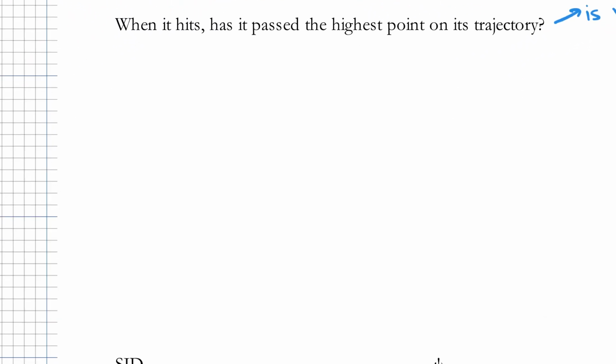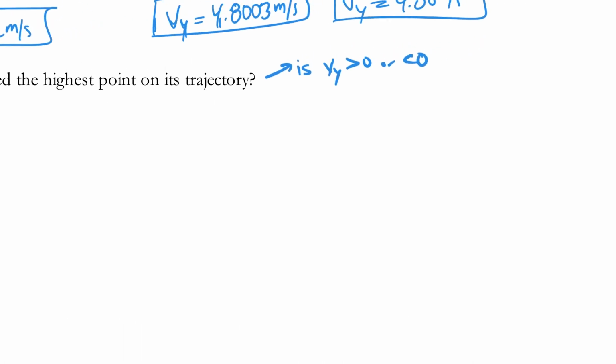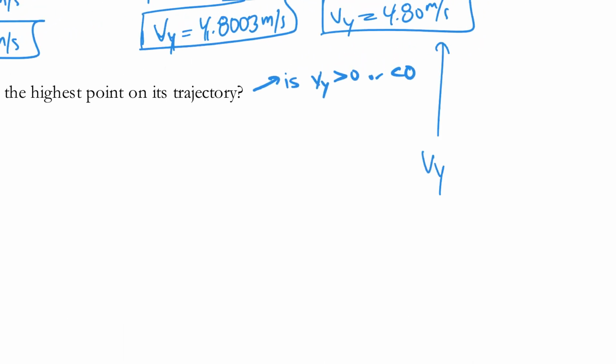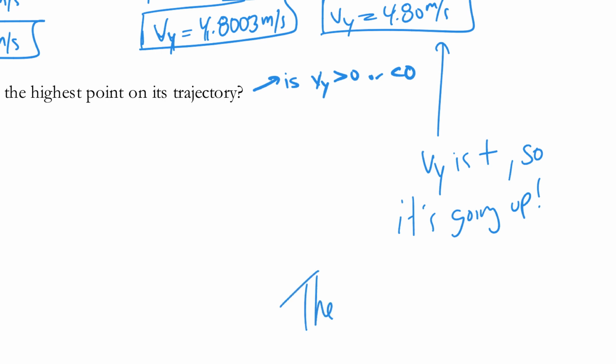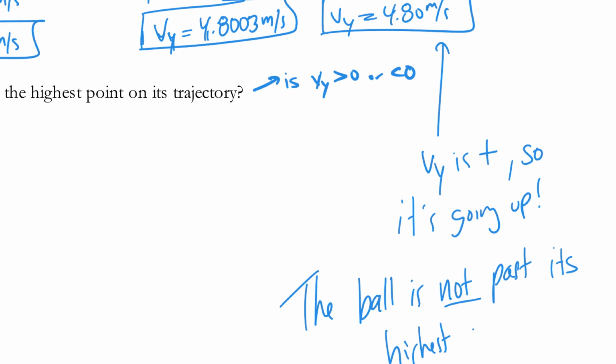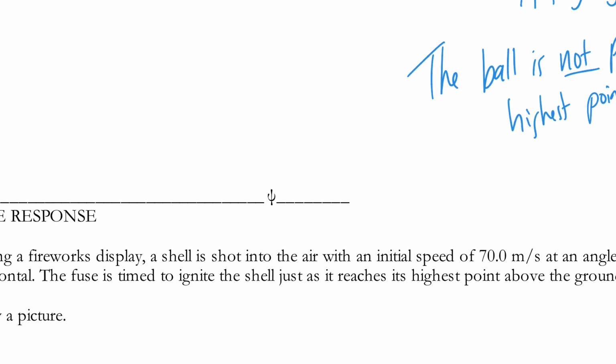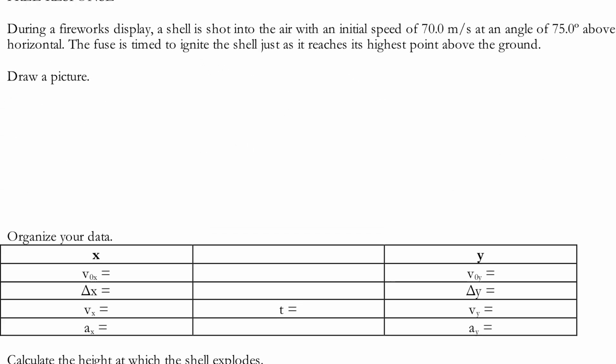When it hits, has it passed its highest point in its trajectory? The easy answer here is that Vy is positive, so it's going up. The ball, what is it? Is this a ball? What is this thing? It's some kind of ball. The ball is not past its highest point. Okay, cool. All right, last one of these 3.